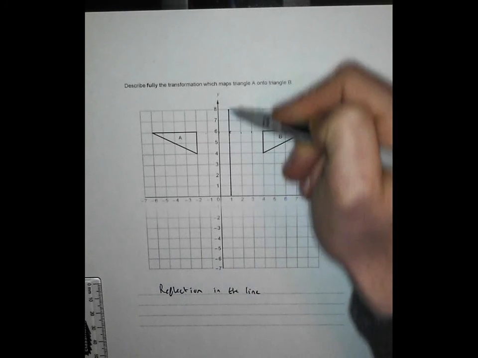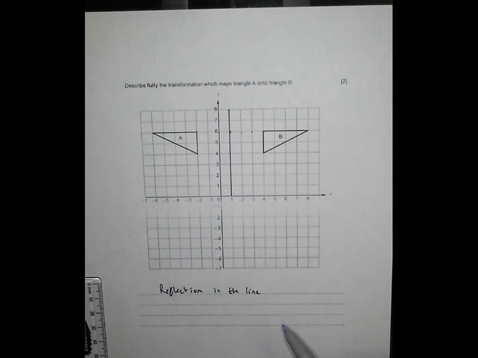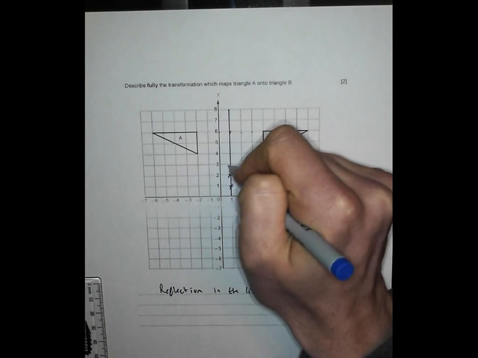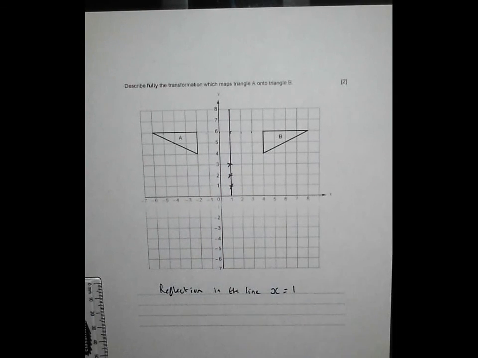It's a vertical line. Every single point on that vertical line has the same x-coordinate, an x-coordinate of 1. So the equation of the line is x equals 1. Definitely not y equals 1. Don't drop a mark there.